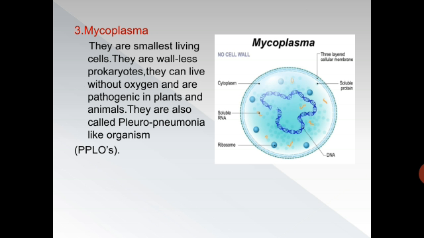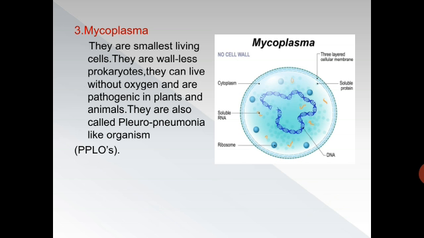Lastly, mycoplasma. They are the smallest living cells with the size of 0.1 to 0.3 micrometer. Mycoplasma are wall-less prokaryotes. They can live without oxygen and are pathogenic in plants and animals. They are also called Pleuro-pneumonia-like organisms, PPLOs.